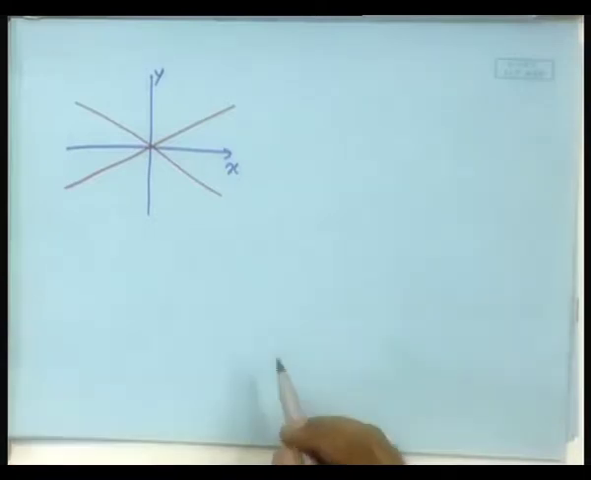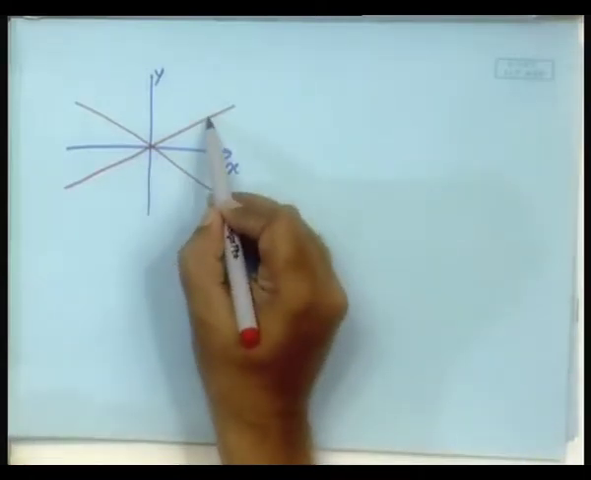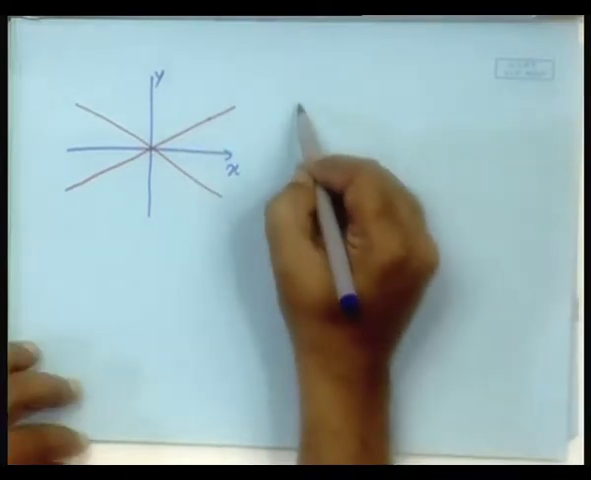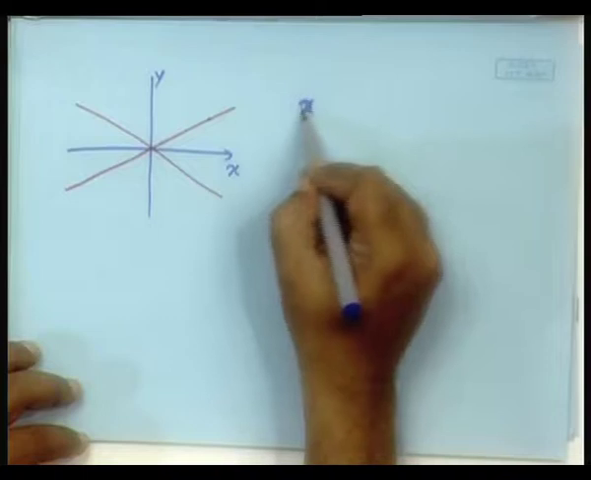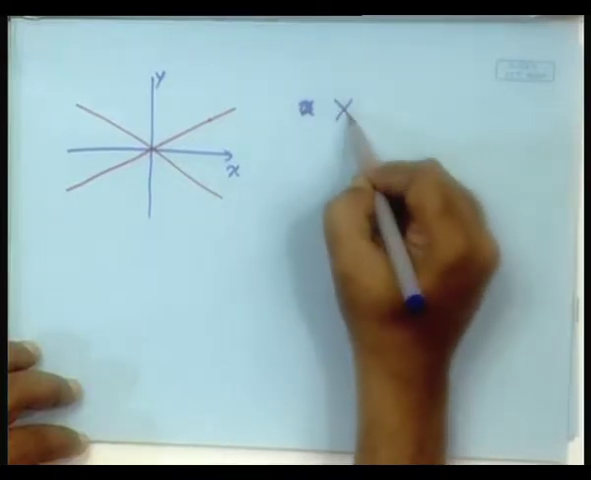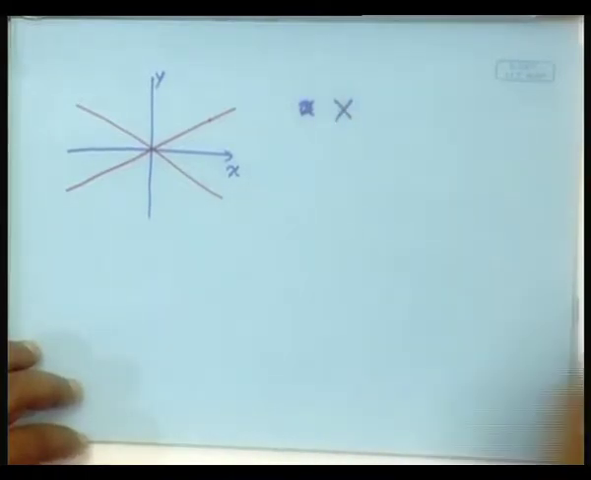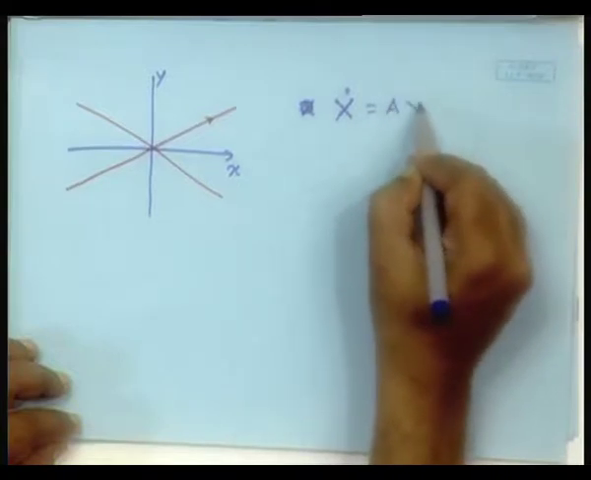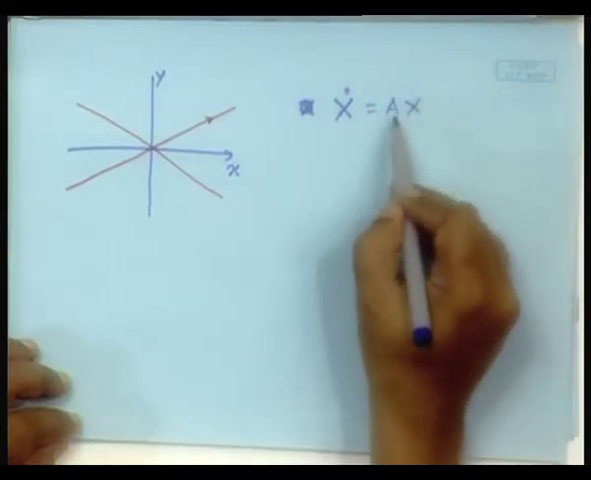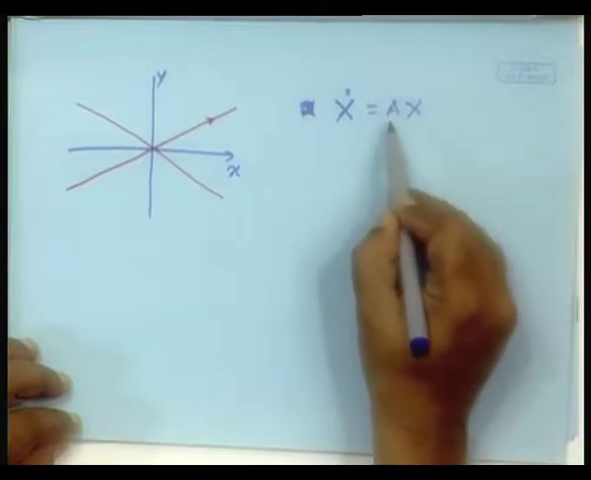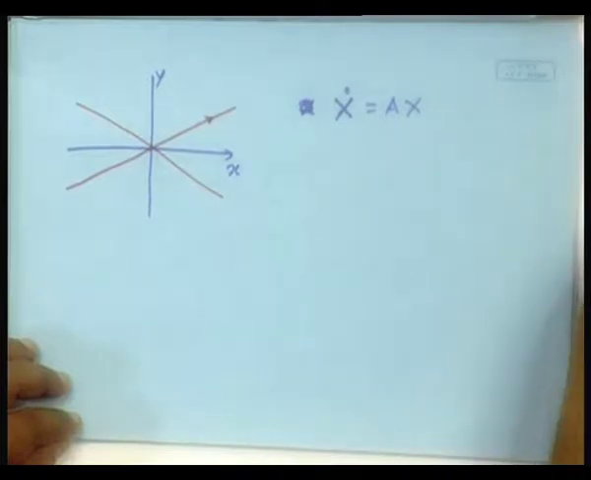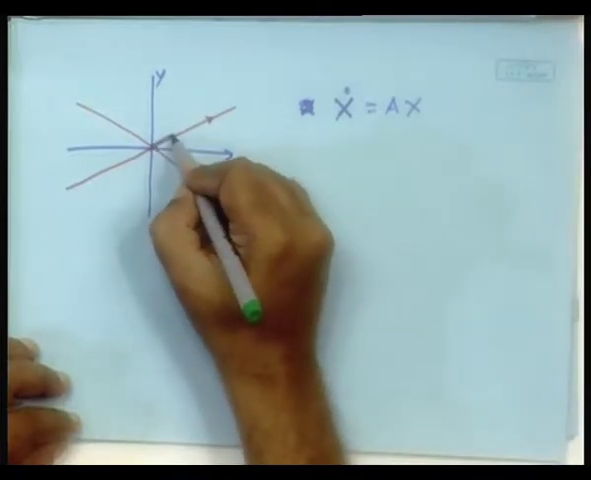That have the property that if any initial condition is placed there, that means if your x vector, I'll draw it with the capital X, the x vector, if it is here, then x dot is equal to a times x. So, this is the operator which is operating on x, giving x dot, that will also be in the same direction. That means like this.